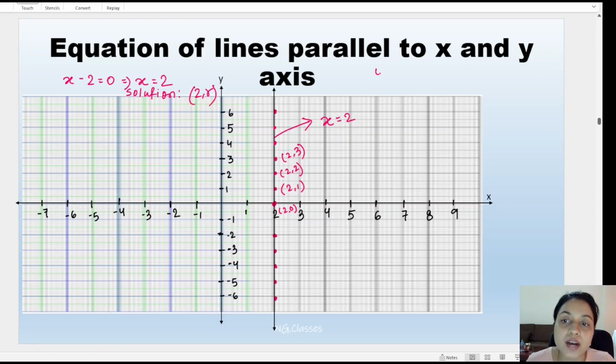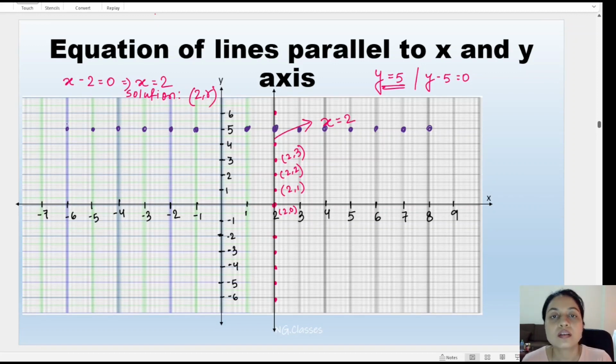Similarly, if we have y equals 5, or an equation as y minus 5 equals 0, then this equation's graph will be parallel to the x-axis. Why? Because here the y value is 5. But what about the x value? The x value can be anything, but the y value will be 5. Let's draw it. Can you see the purple color dots? These are some of the points from infinitely many points which will satisfy the equation, and once we join them, we will get a line parallel to the x-axis. So this line represents y equals 5.